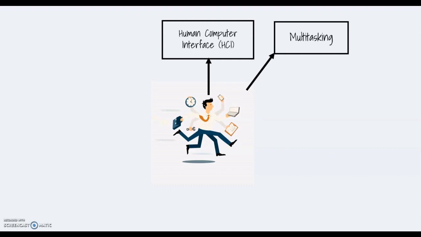Multitasking. Your operating system is doing many things at once. It can have several different applications open all at once and all working together. So it can basically complete many tasks at once.